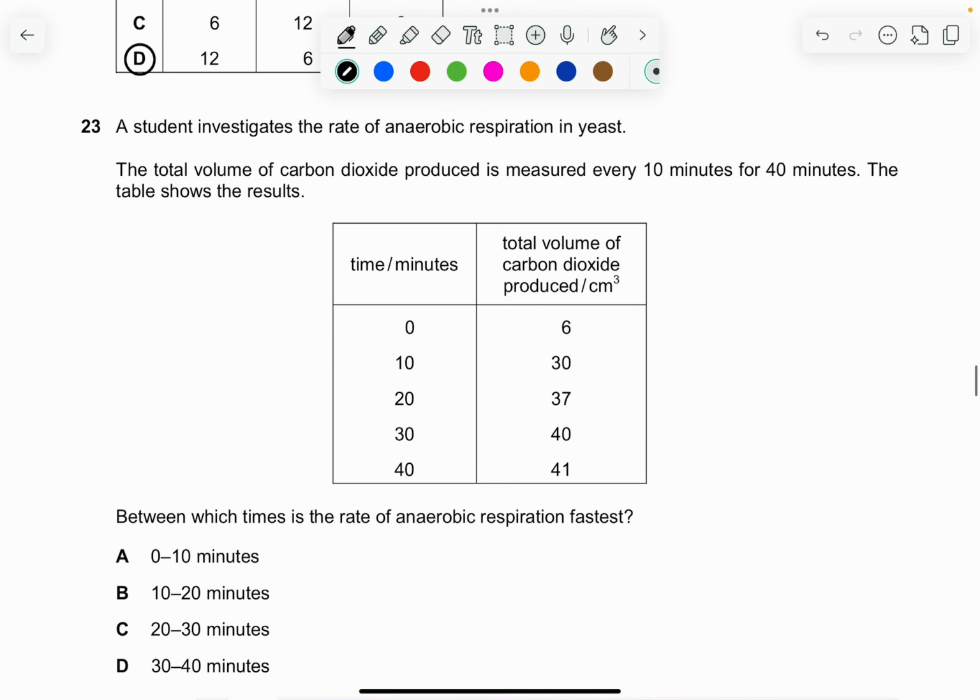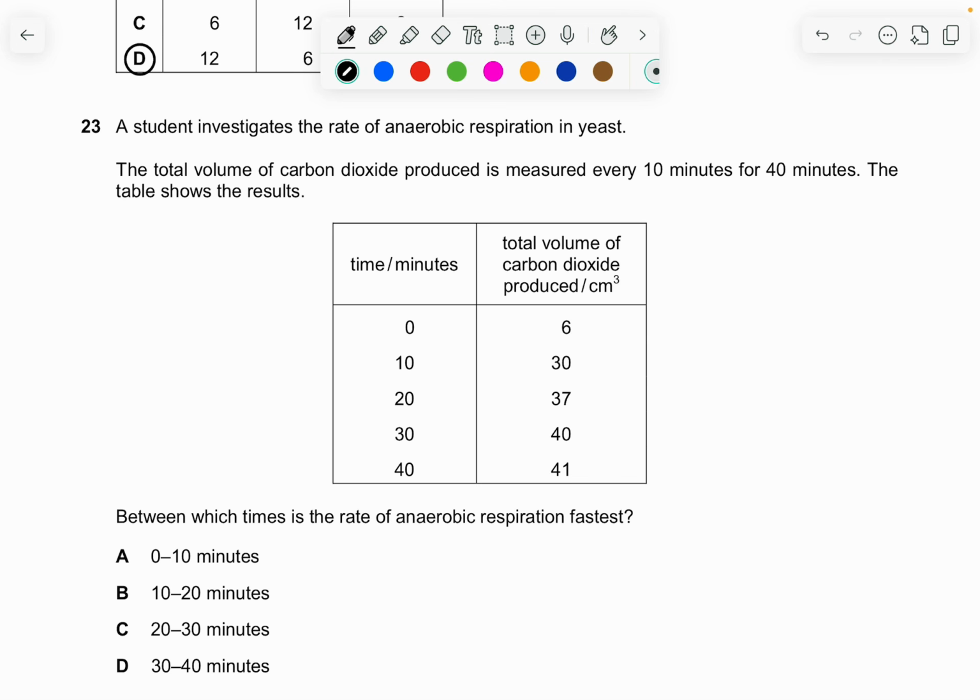Question 23. A student investigates the rate of anaerobic respiration in yeast. The total volume of carbon dioxide produced is measured every 10 minutes for 40 minutes. The table shows the result. Between which times is the rate of anaerobic respiration the fastest? Anaerobic respiration shouldn't be producing any carbon dioxide, especially in yeast. Yeast will only come out with alcohol.